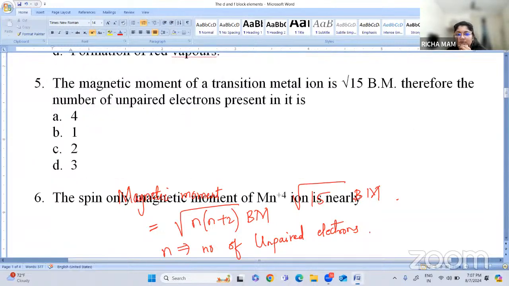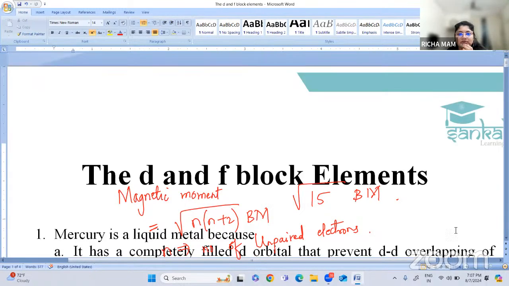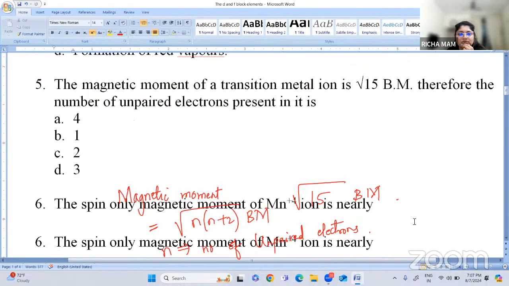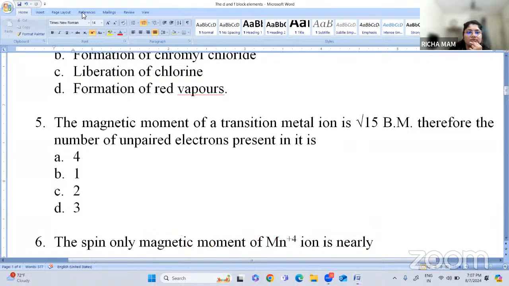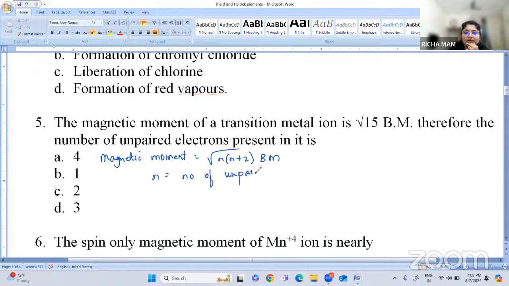Okay, let me zoom this again. So the magnetic moment is equal to square root of n into n plus 2 Bohr magneton, where n is the number of unpaired electrons. Okay. Now here, what is our magnetic moment? That is mu is square root of 15.